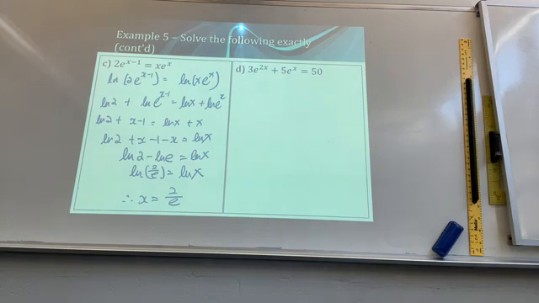So this one is slightly trickier in that sense. You've got to be able to use your log laws. What about D? How would you do this? D is an interesting one. How would you do D? Do the ln.